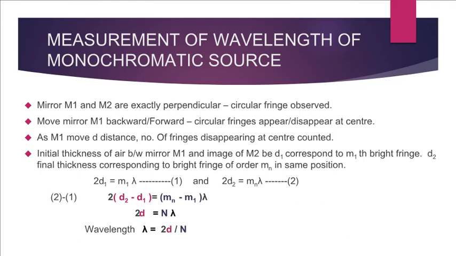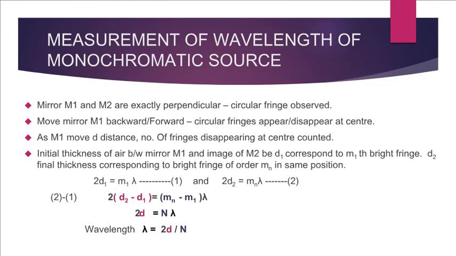Initial thickness of air between mirror M1 and the image of M2, d1, corresponds to the m1th bright fringe. d2 is the final thickness corresponding to the bright fringe of order mn in the same position. We can write the condition for bright fringe as 2d1 equals m1 lambda, equation number 1, and 2d2 equals mn lambda, equation number 2. Equation 2 minus 1, we get 2(d2 minus d1) equals (mn minus m1) lambda.